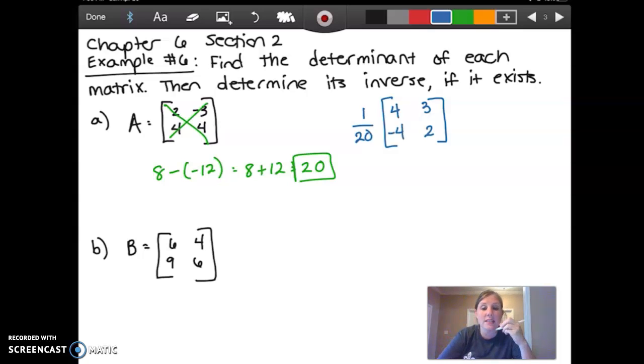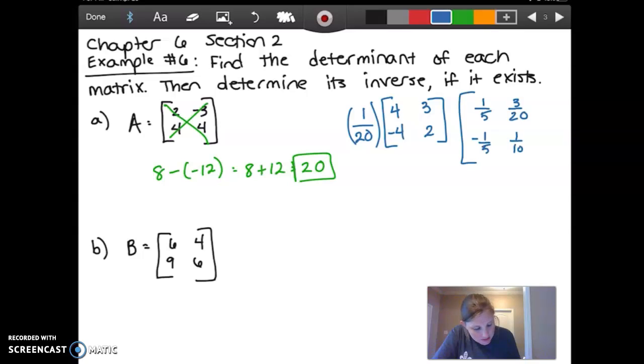Then we're actually going to get to see where we're multiplying through each term by something that's not just a 1, or it does not exist. If I multiply each term through by 1/20th, 1/20th times 4 gives me 1/5, 3 over 20, negative 1/5, and 1/10. So my answers are in fraction form.